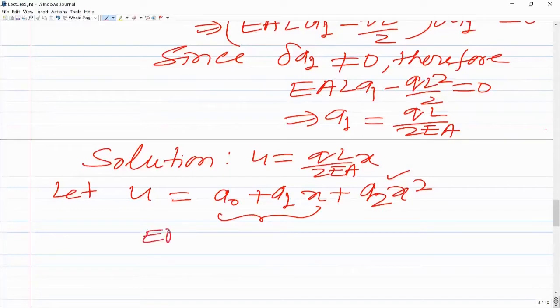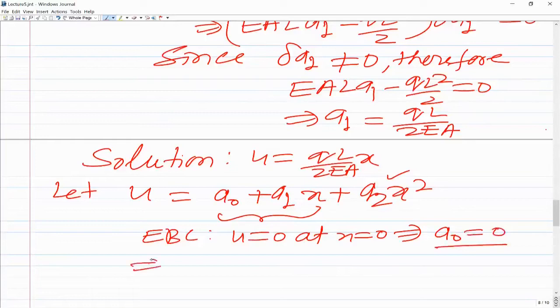Now we look at the essential boundary condition, and it is not necessary that you always assume polynomials. You can assume the solution in the form of trigonometric functions, or in the form of Legendre polynomials, and things like that. So the essential boundary condition is u equal to 0 at x equal to 0. When we put x equal to 0, we simply get a0, and that is equal to 0. So therefore, finally, for this case the solution is a1x plus a2x square.